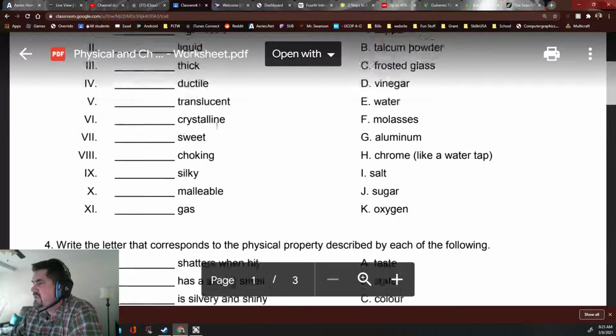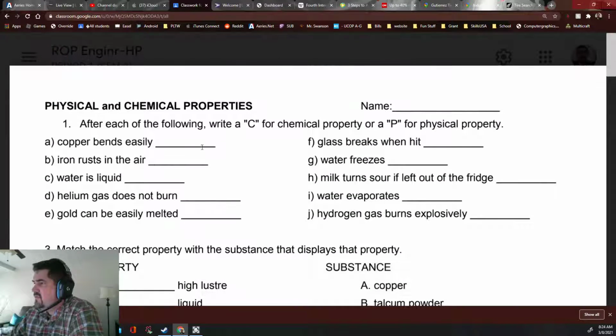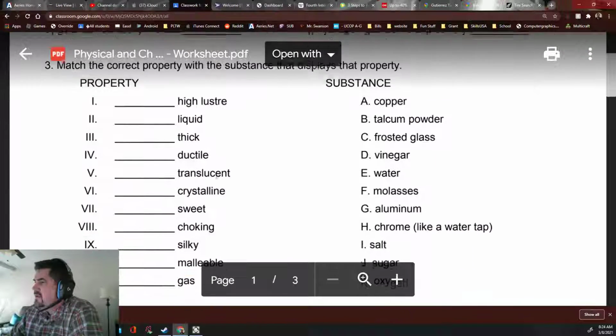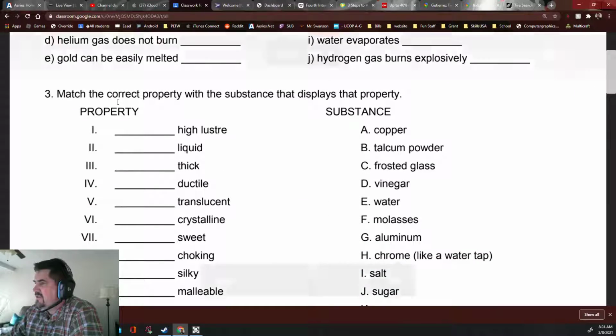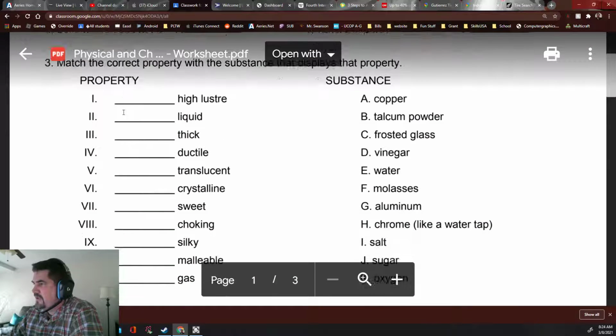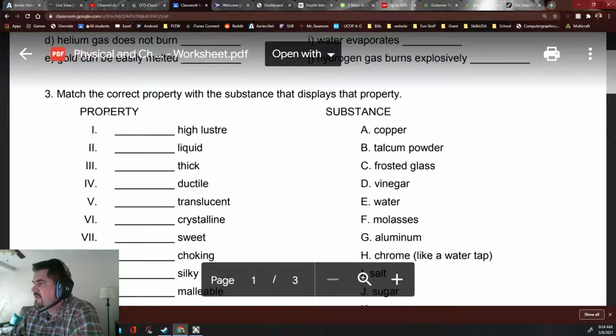So your worksheet today is just this one page right here where you have to say if it's a P or a C, a physical or a chemical reaction. Or, sorry, a physical or a chemical property, I should say, not reaction. If it's a reaction, it's definitely chemical, right? Match the property with a substance that displays the property.